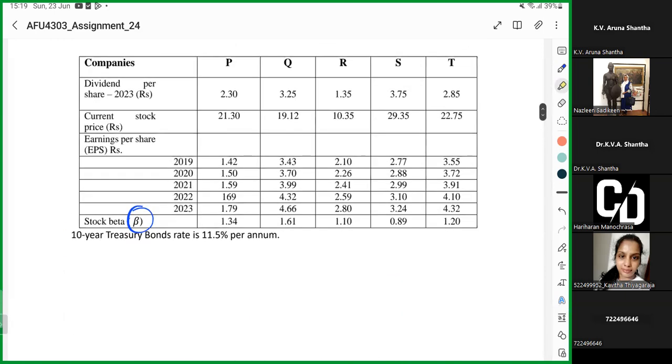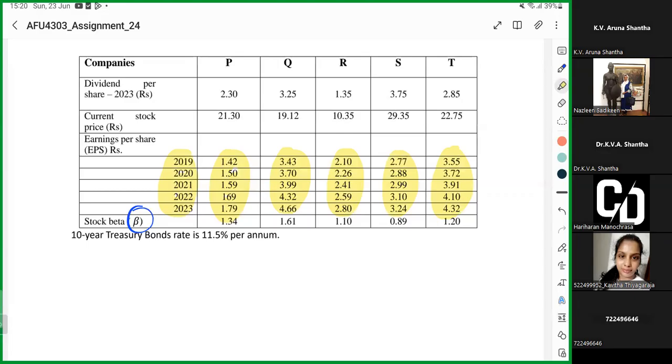Last 5-year earnings are given. Now, can you calculate the growth rate for each company? We studied one example. Yes, I can, sir. Right. So we can calculate a simple average or geometric average. The more appropriate one is the geometric average.